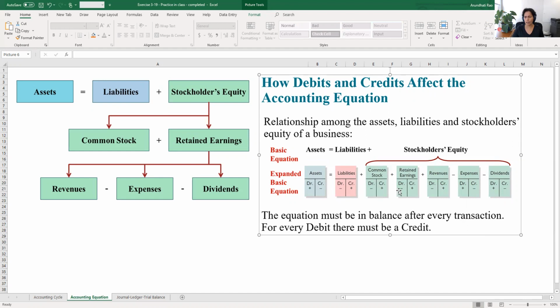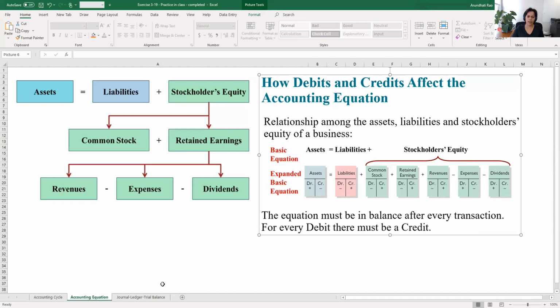Common stock and retained earnings follow the same pattern, as do revenues, the same pattern as liabilities. That is, the normal balance is credit. You increase with a credit. You decrease with a debit. The effect of expenses and dividends, as we saw, is that expenses decrease net income and dividends decrease the money that is remaining for the shareholders. So expenses and dividends decrease equity. Therefore, their normal balance is debit. You increase them with a debit and you decrease them with a credit. Now, for every journal entry that we do, total debits must be equal to total credits.